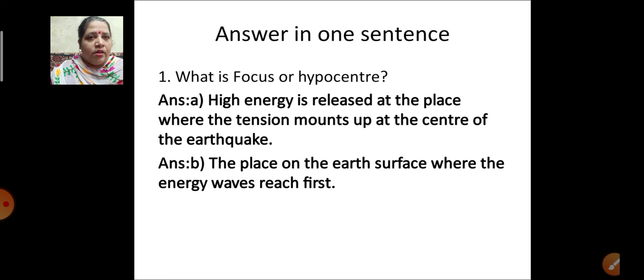Next question. What is focus or hypocenter? Two options are given. You have to find out which is the right one. High energy is released at the place where the tension mounts up at the center of the earthquake, is focus or hypocenter. Second option, the place on the earth's surface where the energy waves reach first, is focus or hypocenter. Which answer is right? Option A or option B? Yes, correct. This is option A. Option A is the right answer.